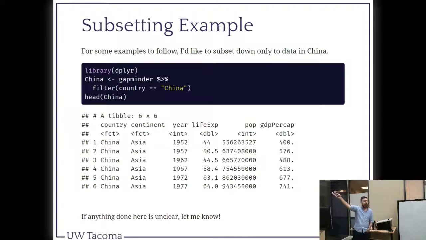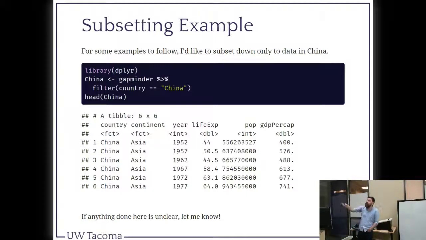I'm going to get head on China. Head just gets the first 6 observations of it. We can see immediately that our filter worked. All the observations here are from China, and then we can see the other values. Continent is Asia, because China's always in Asia in the data. It's not moving around the world. The years go from 1952 to 1977. It actually goes all the way to 2007, but head only gets the first 6 observations. Then we see life expectancy, population, GDP per capita.